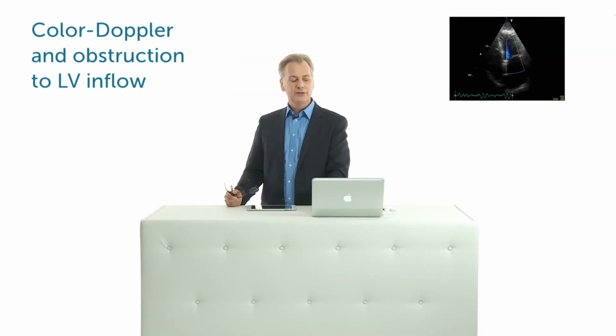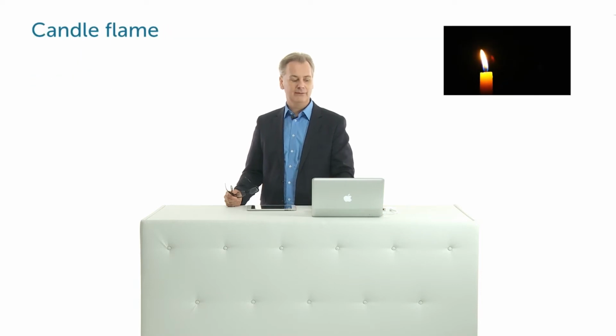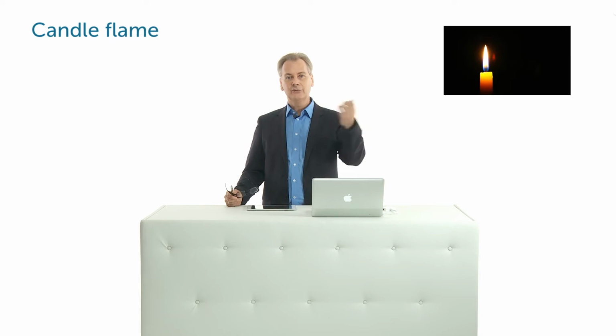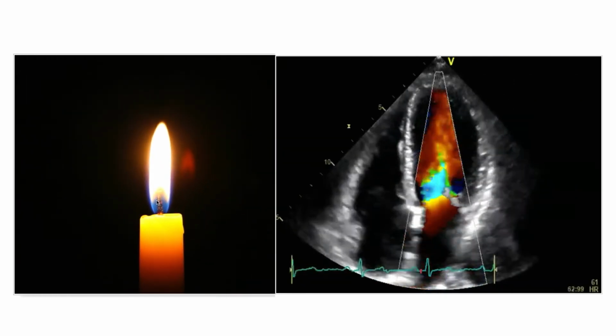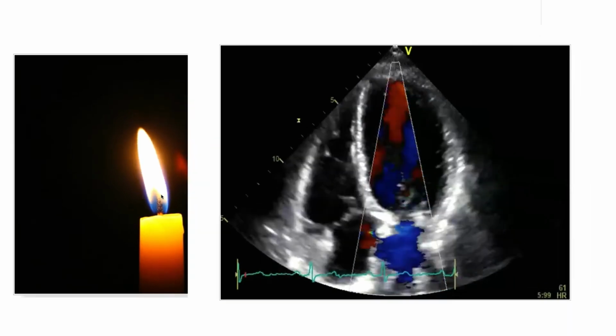Now, what do you do if you have very poor image quality and you cannot really see the mitral valve? In such a setting, what you can use is color Doppler because it helps you to visualize the obstruction to inflow. This is a phenomenon we also call the candle flame phenomenon because the jet which enters the left ventricle looks very much like a candle flame with high velocity colors or shades in the center of the jet.